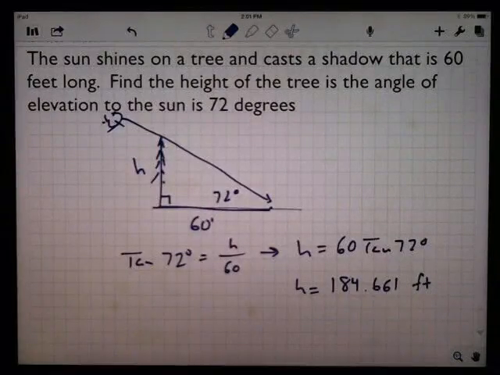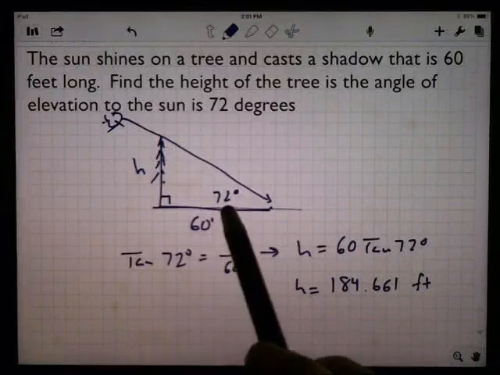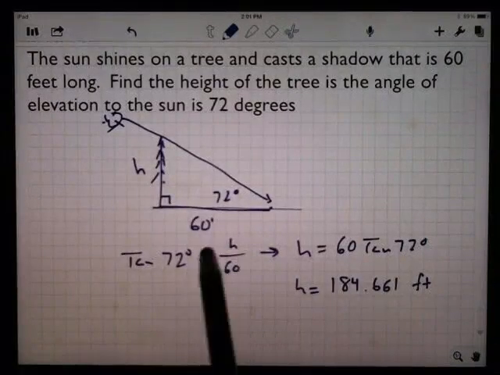Right? I know one side, I'm finding another. I've got an angle. What trig function's involved? Solve for the unknown side.